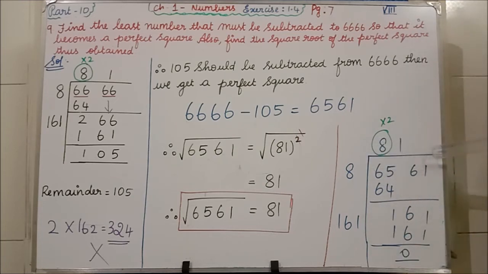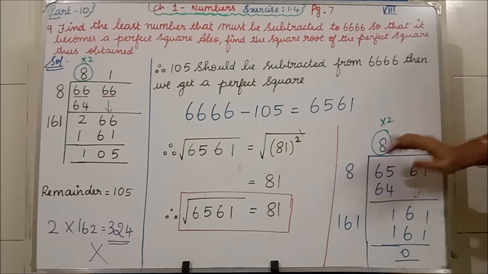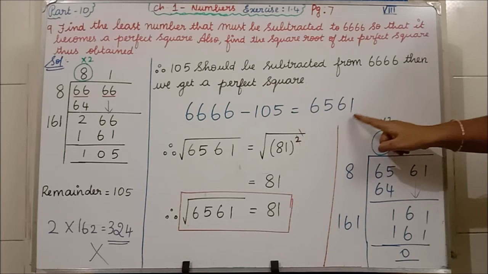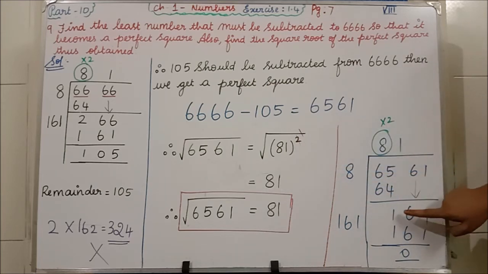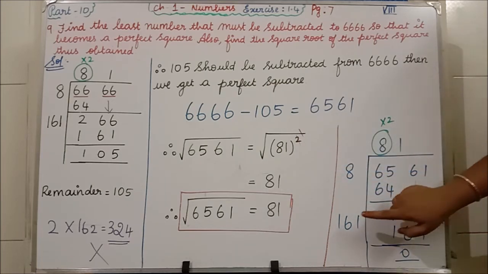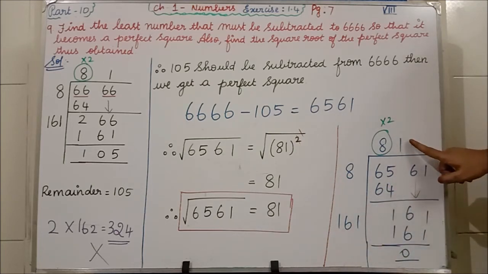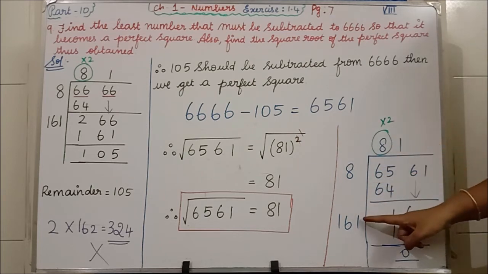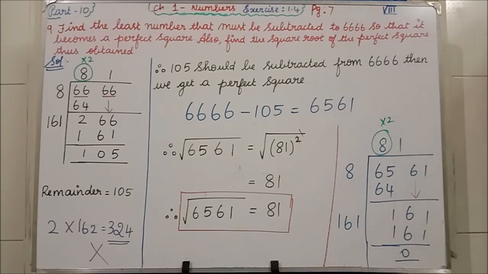See here, I am taking the square root by long division. 8 8s are 64. 5 minus 4 is 1. I am bringing 61 down here. Clear? After bringing the 61, what is the next step you have to do? 8 into 2, 16. That 16 you have to write. Here we are having 161. Already we are having only 16. So if you write 1 here, then here also you have to write 1. So 1 into 161 is 161. We are getting the remainder as 0.